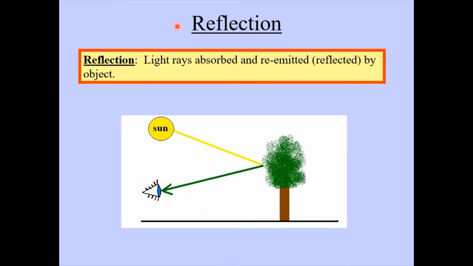One of the basic properties of any wave is that waves will reflect off of surfaces. What's actually happening in reflection is the light rays are absorbed and re-emitted by an object. So here's our observer, his eye, and we're looking at a tree in the daytime. How do we actually see that tree? Well, light is coming from the sun and it's reflecting off of the tree. Some colors are absorbed, others are reflected, and in this case the green light is reflected off of the tree, and we see the green leaves of the tree.